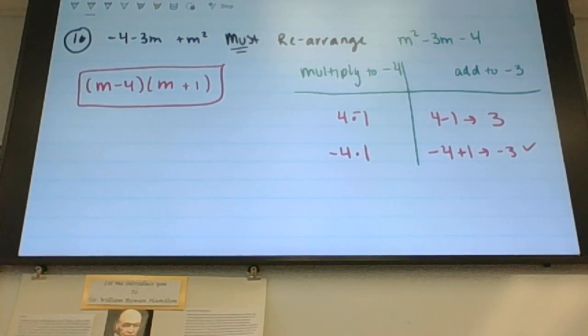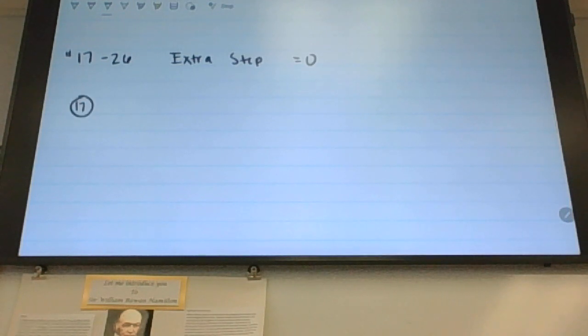Now, why do the rest of these problems look different? They got a 0. They got an equal sign. The directions don't just say factor, they say solve. So now we have a whole nother extra step. 17 through 26 have extra steps in them because of the equal 0. The whole first half of the problem is the same.